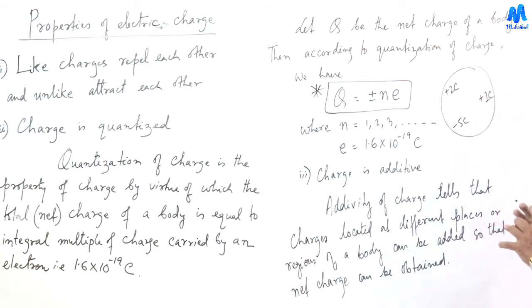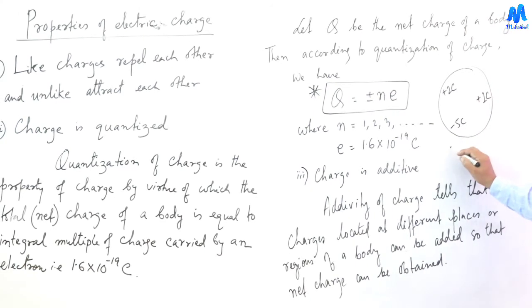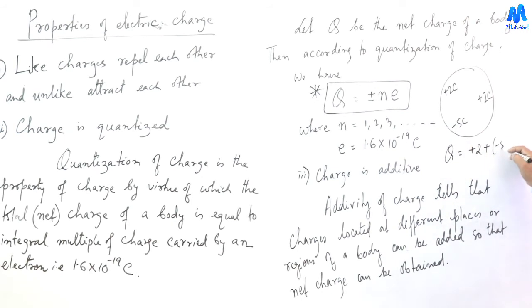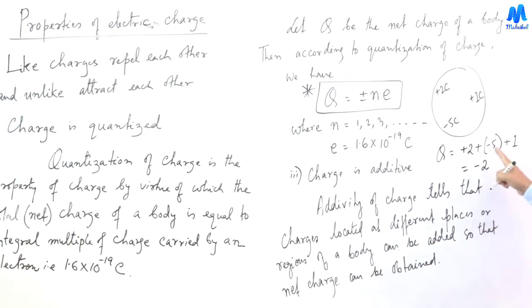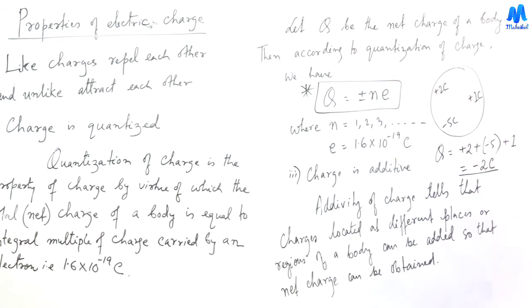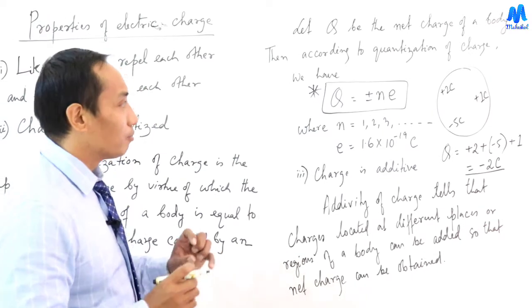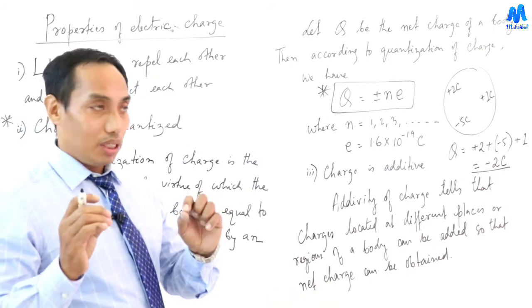Then in order to find out the total charge of this body, we can add all the charges. Total charge is plus 2, plus minus 5, plus 1, plus 3, and so the net charge is minus 2 Coulomb. So we can find out the total charge of the body by simply adding all the charges located at different places or different regions of that body.